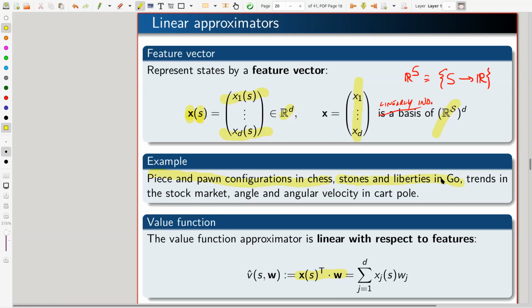And you can take the feature as trends in the stock market, or in the cart pole problem, where you are trying to balance a pole on a cart moving in a one-dimensional way, left and right. Then you can use the angle and the angular velocity, for instance. Anyway, you have a problem, you describe the states with numerical quantities, you call them features, and then you form this approximator, which is just the scalar product between the weight vector and the feature vector.